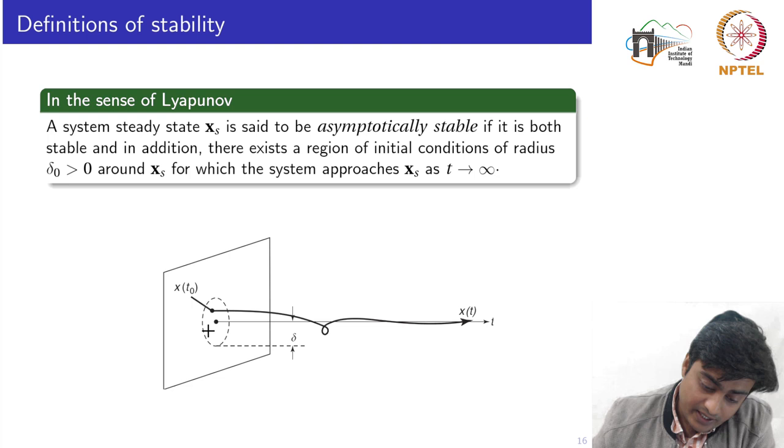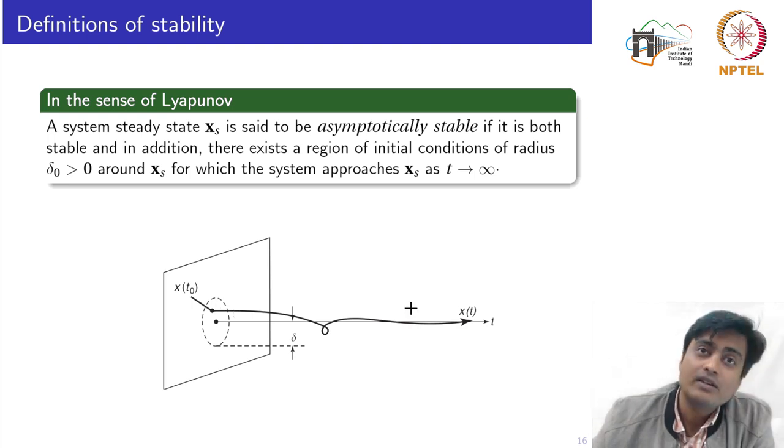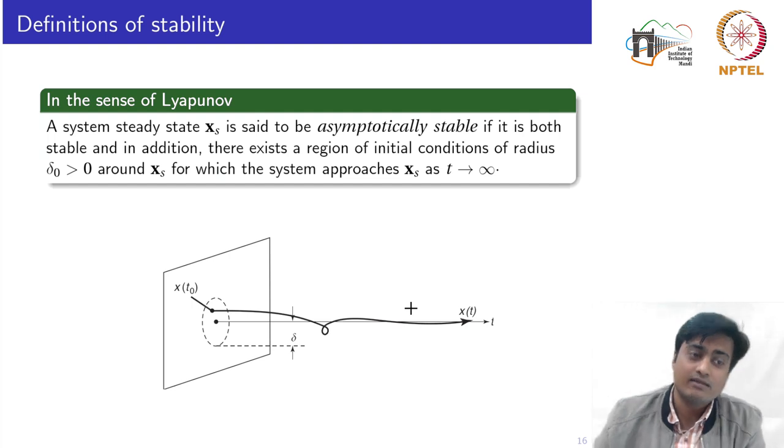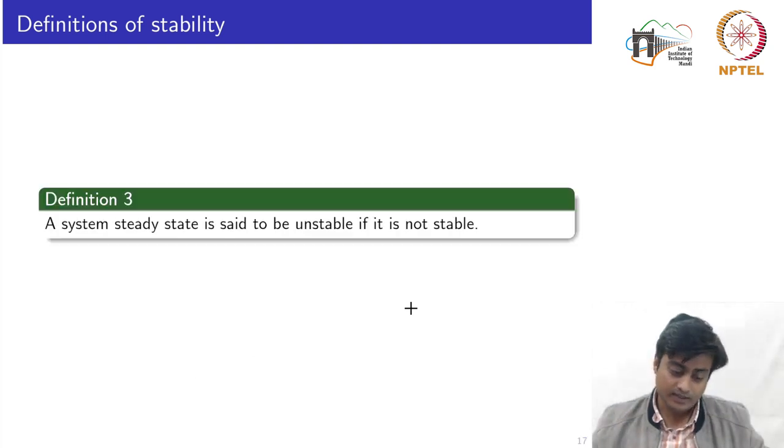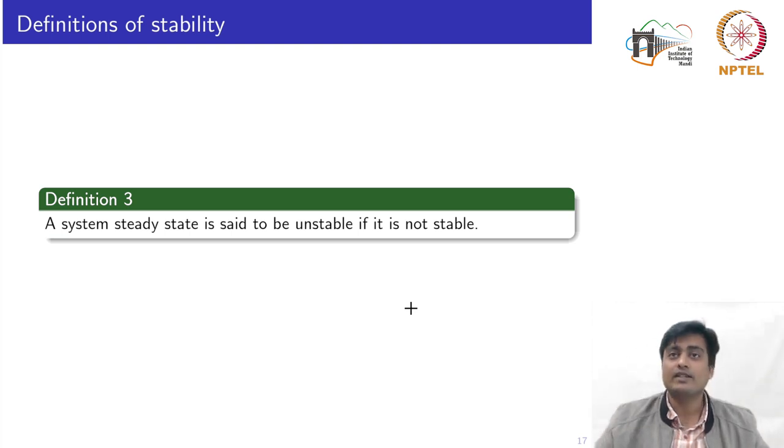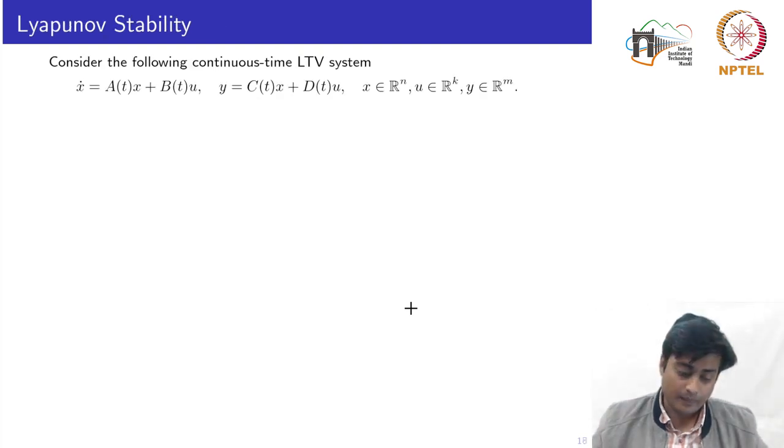So basically we are finding the region of initial conditions of radius delta naught, such that if I initialize my system with an initial condition lying in that circle, it will always reach the steady state value. The last definition: the system steady state is said to be unstable, of course, when it is not stable.